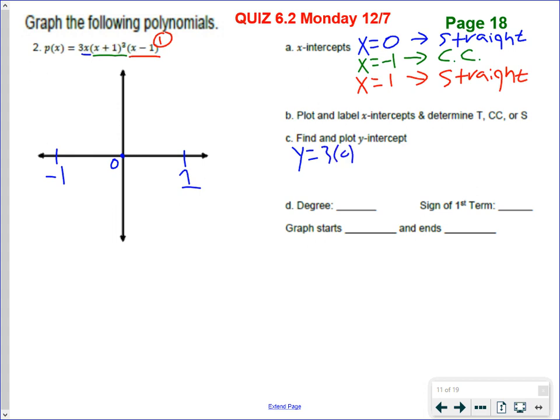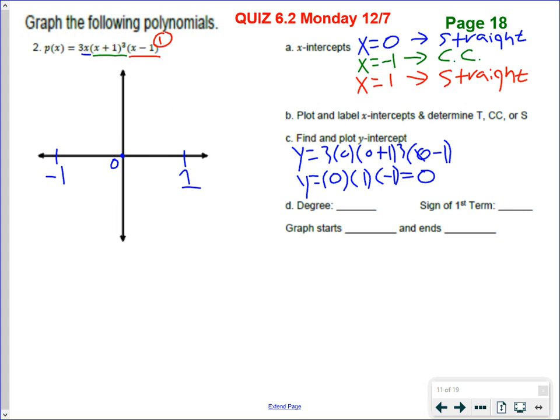So let's go ahead and just plug it in anyway and see what we get. So y equals 3 times 0, which is 0. 0 plus 1 is 1. 1 cubed is just 1. And 0 minus 1 is negative 1. 0 times 1 times negative 1 will just be 0. So our y-intercept, we could have figured that out just by looking at our x-intercepts. But if we solve for it anyway, we'll get the same thing. The y-intercept is at 0.